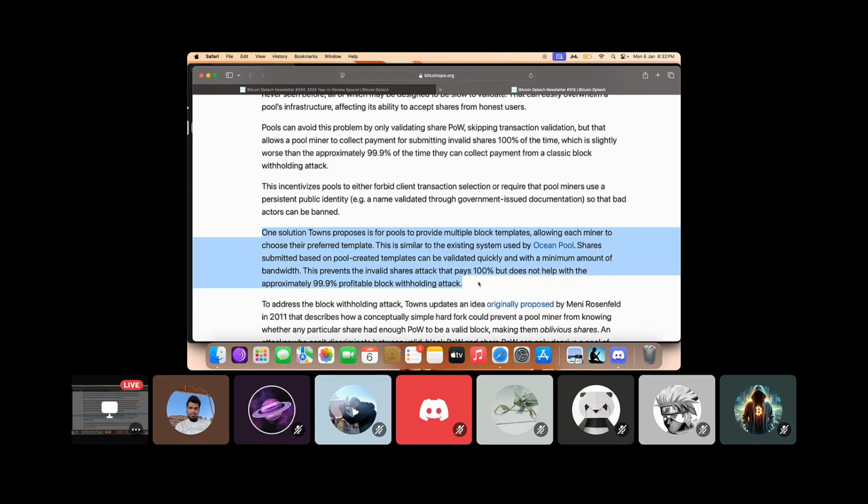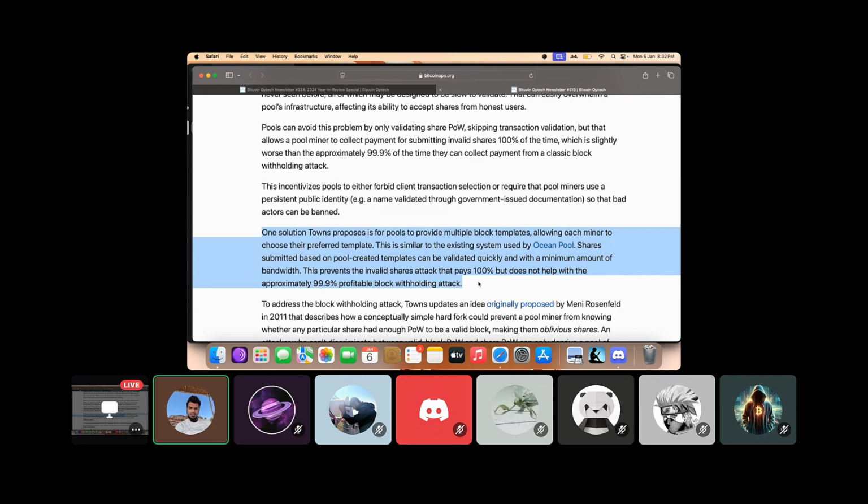This prevents the invalid shares attack that pays 100% but does not help with the approximately 99.9% profitable block withholding attack. Okay, so we discussed two solutions, right? One is that the pools will have to ban template creation, which we don't want to happen.